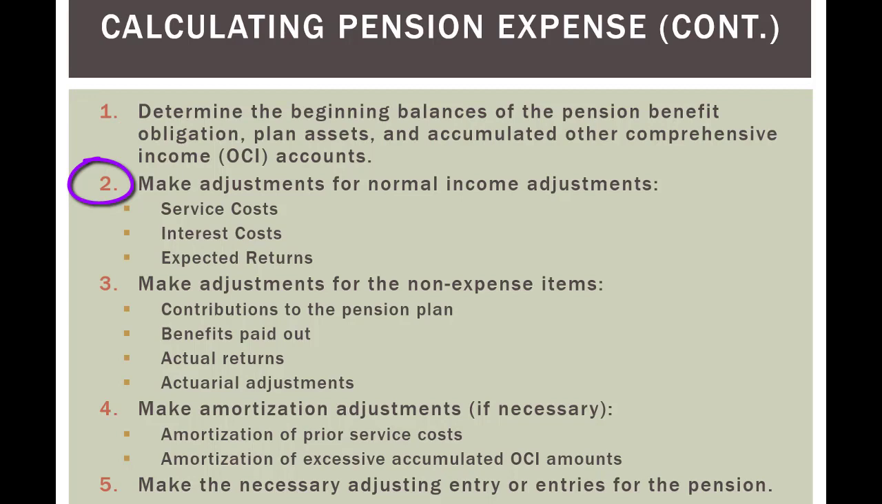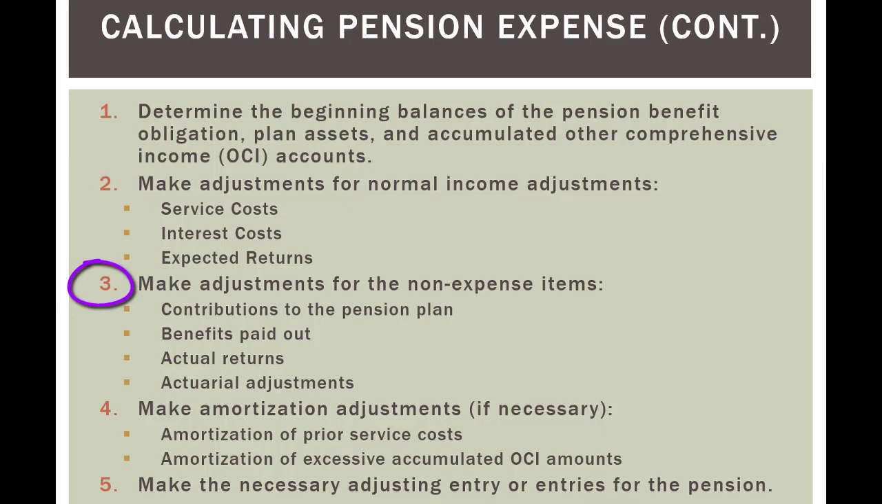Next, we're going to do what we call the normal adjustments. These happen every single year, and they directly affect pension expense. The service cost adjustments for the way our employees have worked for us, the interest costs that take care of our present value estimates, the expected returns that smooth out what we think our plan assets are going to make for us.